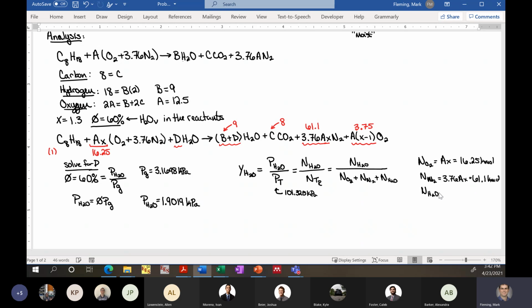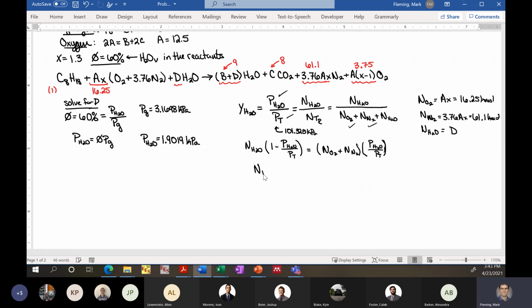And so if we now know nitrogen and oxygen moles, we can solve for the number of moles of H2O. If we solve it in this fashion, the number of moles of H2O will just equal the stoichiometric coefficient. At this point, we know our pressure, we know our other pressure, we know all of these moles. We just have to solve for the number of moles of H2O. Separating these out, we have NH2O. First we separate this out: 1 minus pH2O, which is our partial pressure, divided by the total pressure, equals the number of moles of oxygen plus the number of moles of nitrogen times the partial pressure of H2O divided by the total pressure. Then we solve for NH2O, which is the coefficient D.